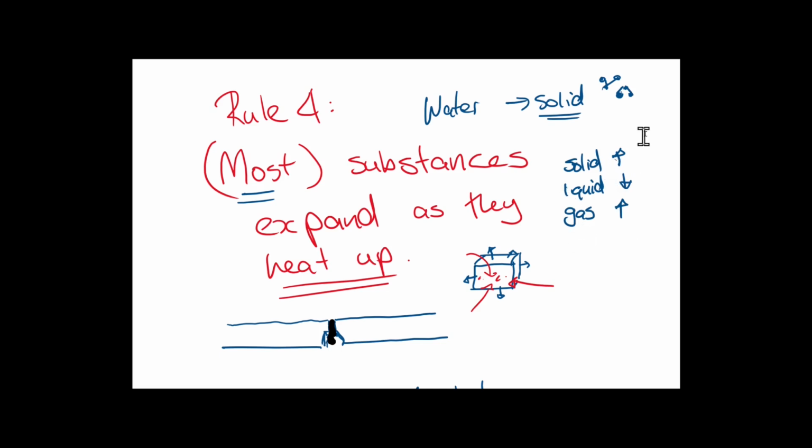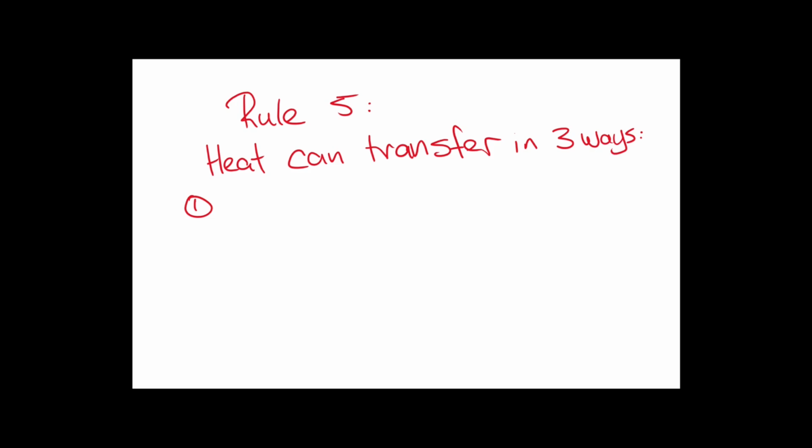When it's a solid, it expands. When it becomes a liquid, when it melts, it contracts, and then when it becomes a gas, it expands. We can exploit that really nicely. All right, rule 5. Heat can transfer three ways, remembering that heat always goes from something hot to something cold, or something with a higher temperature to something with a lower temperature. The first way that it can move is by conduction.